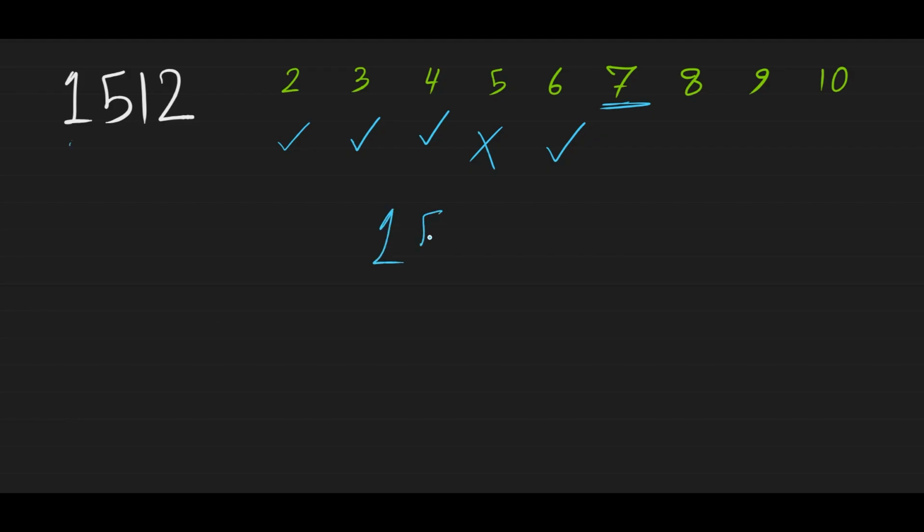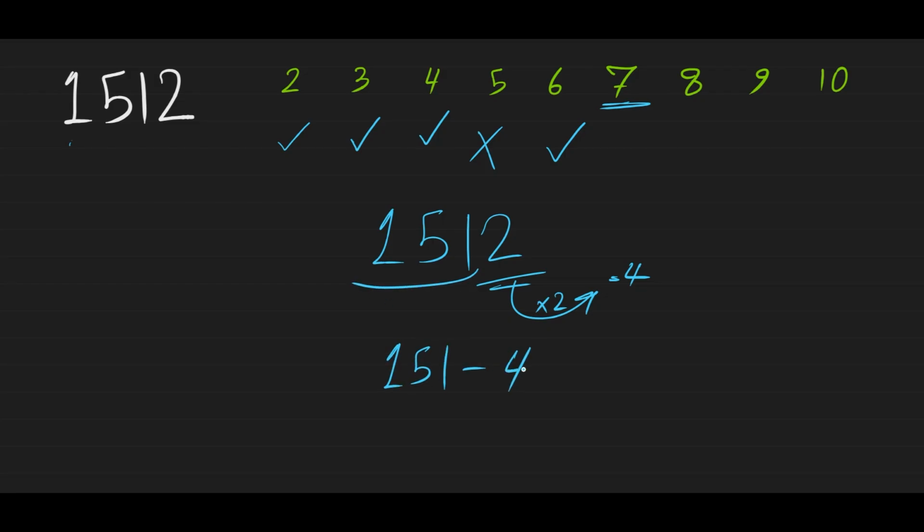Let's take a look at our number here. Our last digit is 2. If we multiply 2 by 2, we will have a 4. And now we're going to subtract that 4 from the rest of the number. The rest of the number is 151, minus 4 will be equal to 147. Now, if 147 is divisible by 7, then we know that 1512 is also divisible by 7.